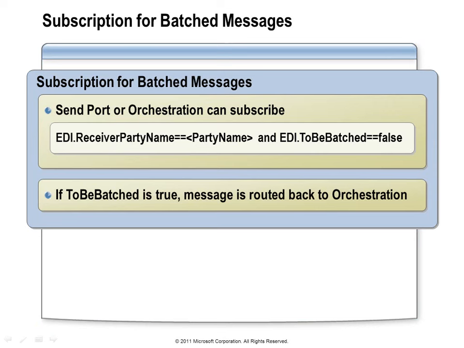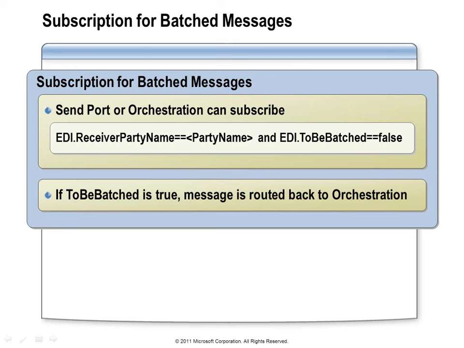The messages, when they go into the orchestration, have a particular set of context properties, and the subscription is subscribed to those. But when you want to receive the batch message coming out of the orchestration, you're also going to need to create a subscription. And in that subscription, you're going to want to focus on the receiver party name and make sure you choose EDI to be batched equal to false.